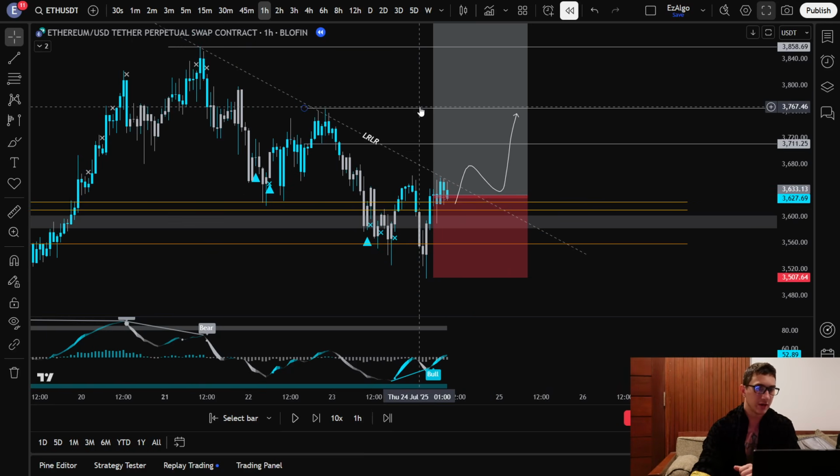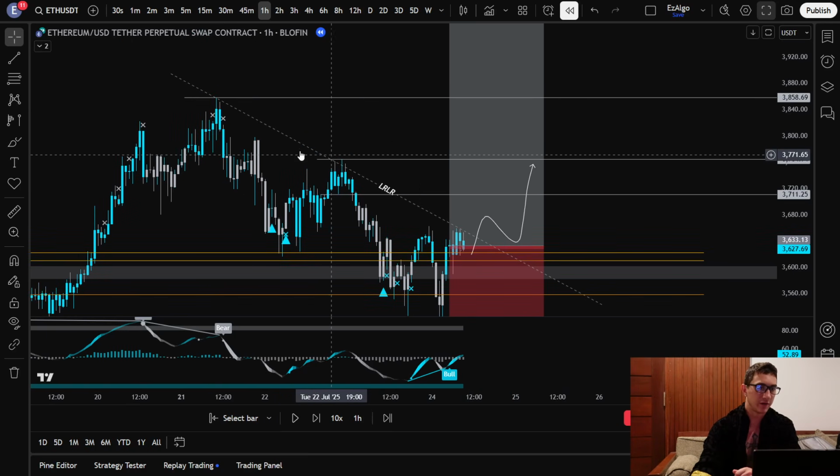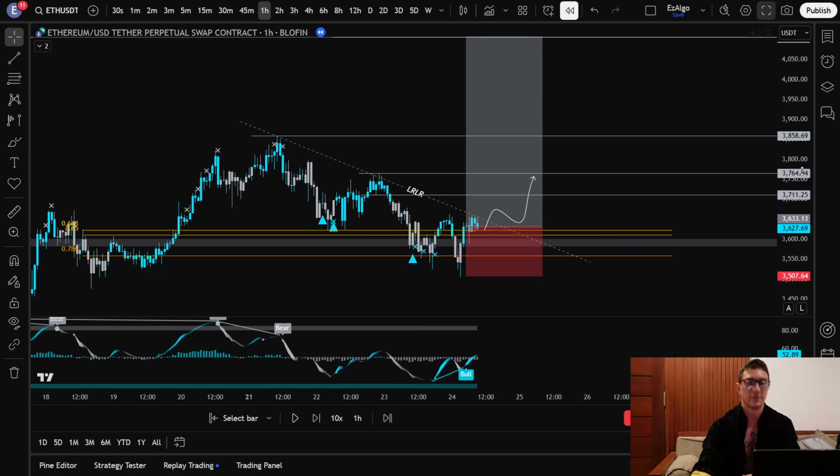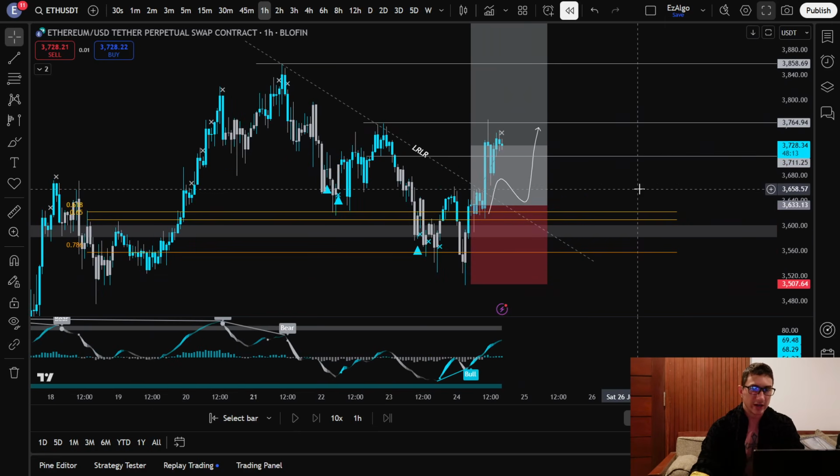With my first take profit here, I'll take around 30% of the trade off. Second take profit right here, I'll take probably 30 to 40% off the trade, and then leave the rest running for that massive risk to reward. So this is how the trade looks currently.